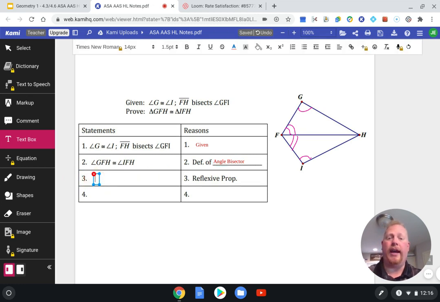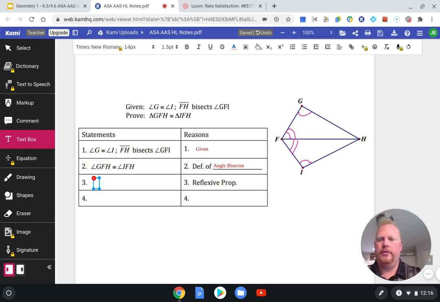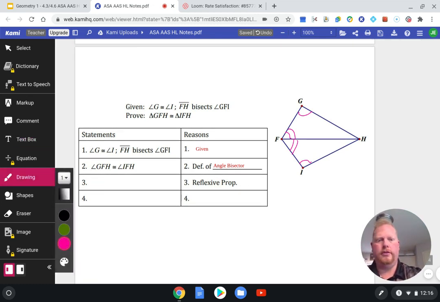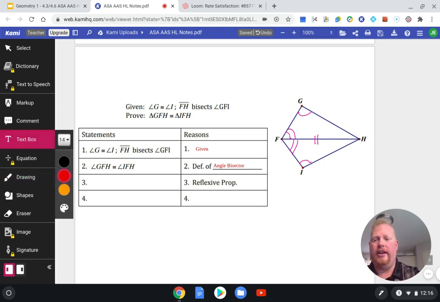So the next step asks, what do we know by the reflexive property? Well, the reflexive property is used when something is congruent to itself. So I can say that FH in the top triangle is congruent to FH in the bottom triangle. So FH is congruent to FH.